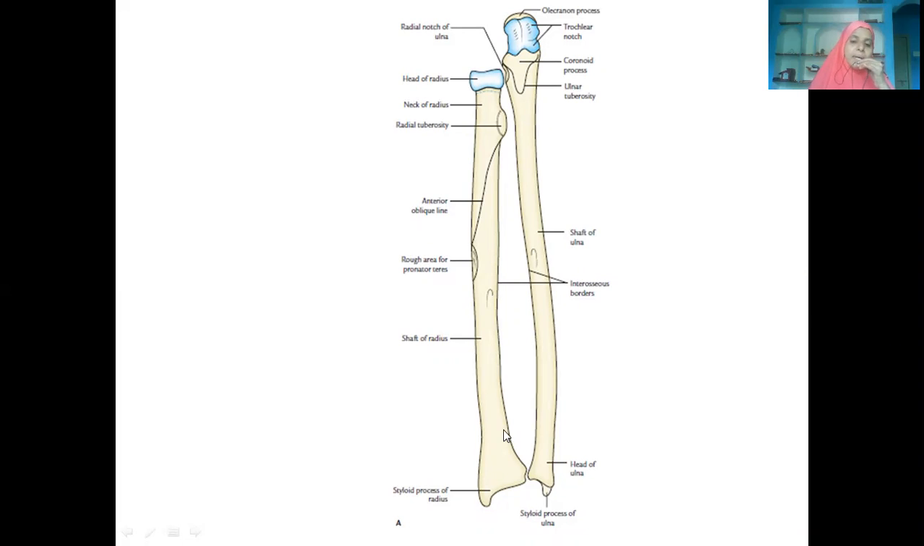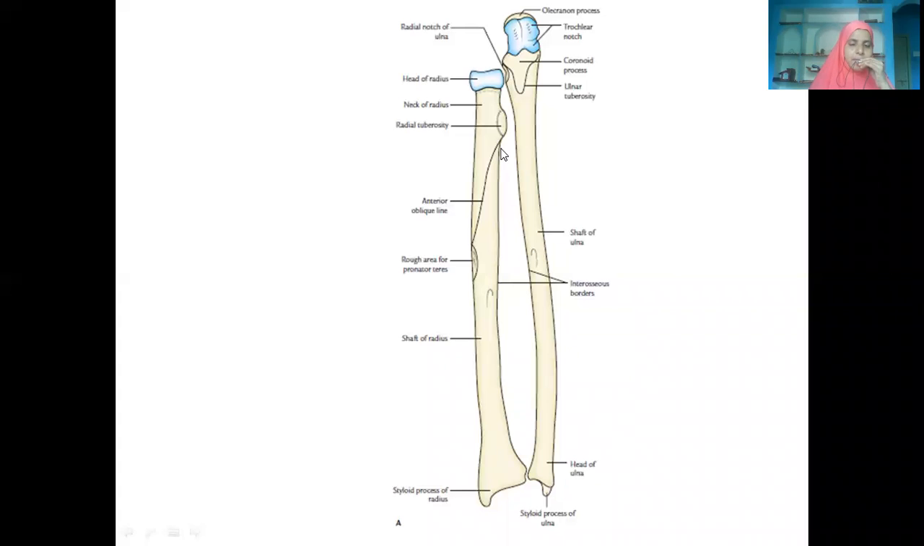That means the medial border is the interosseous border for the radius. This will be opposite for the ulna. The interosseous border of the ulna will be the lateral border because this border becomes near to the midline. So this is the midline of our body when we keep the body in the correct anatomical position.